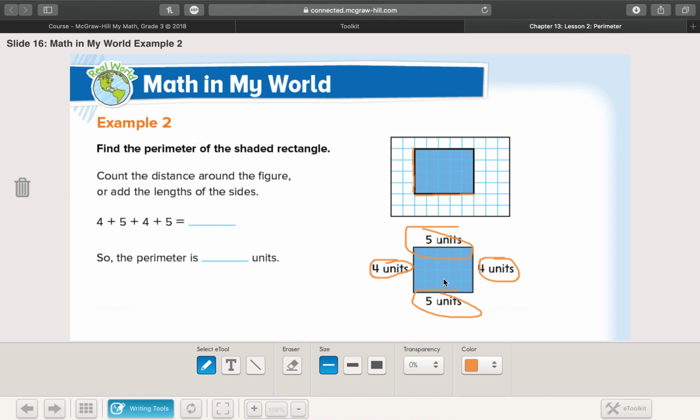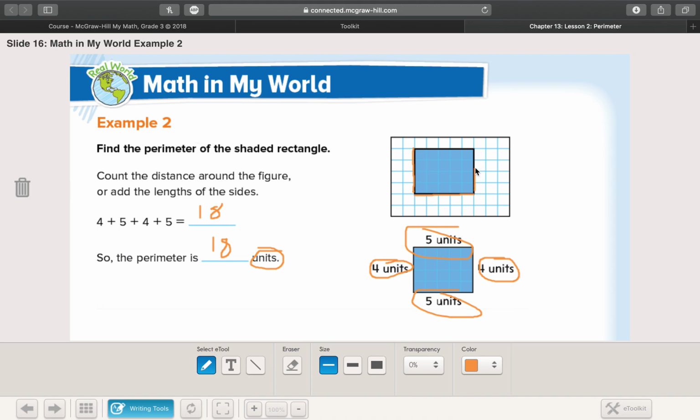You could do 5 plus 5 is 10. 4 plus 4 is 8. 10 plus 8, 18. Add those up however you want to do that. Whatever makes sense to you. But again, it's not just 18, it's 18 units. They're not telling us if it's like a mile or a foot or a centimeter. They're just saying units, and that's okay. That's our identifier. That's our unit. In this case, it's just units.